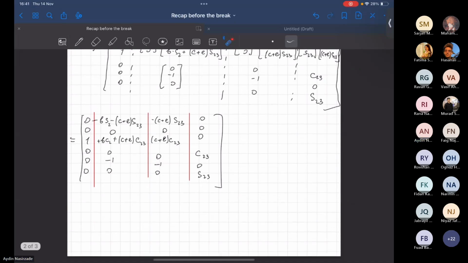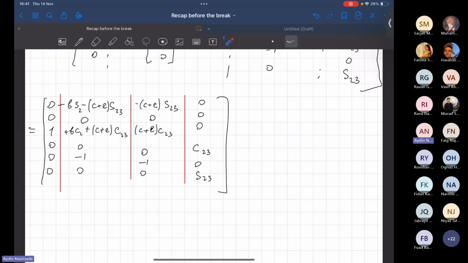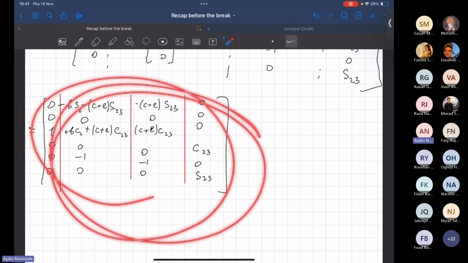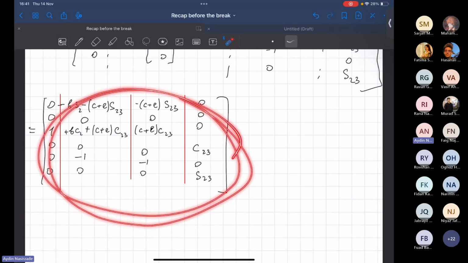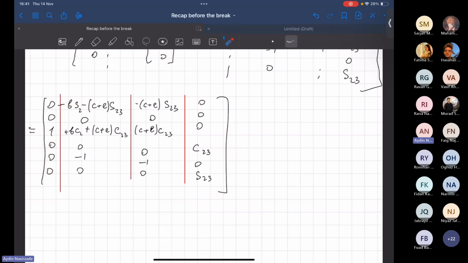That's it. So what is that? What did I get? What is the geometric meaning, the physical meaning of this matrix? What does it tell me? Can you just let me know? What is that?